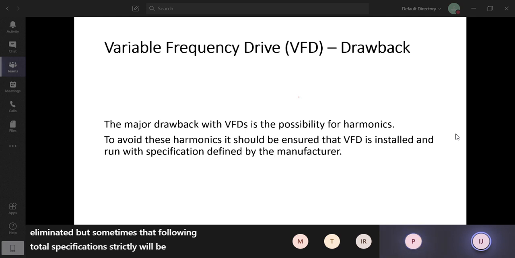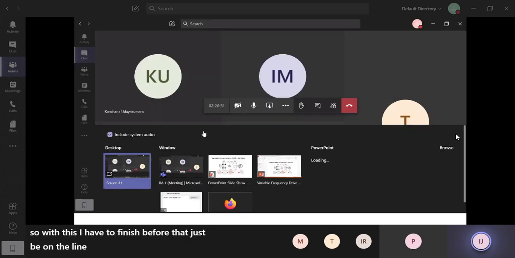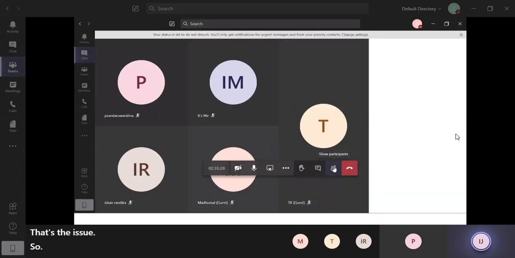That's the issue. Okay, so that's all for VFD. It's a simple introduction to VFD. That's enough, so with this I have to finish. Before that, just be on the line. I have to make sure of one thing.